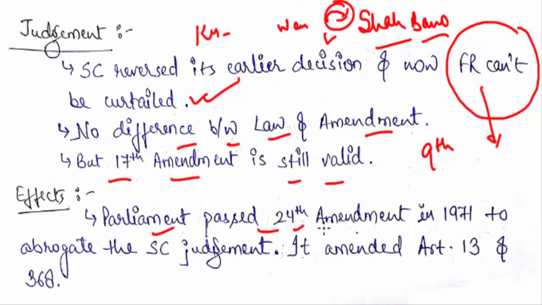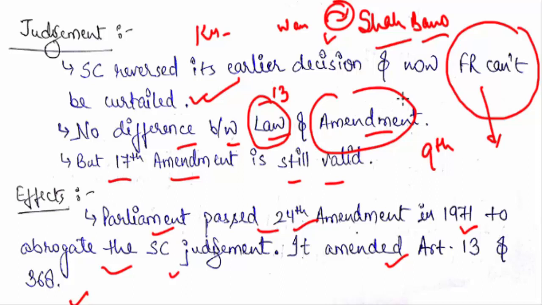So the effect was that Parliament passed the 24th Amendment in 1971 to abrogate the Supreme Court judgment. It amended Article 13 and 368. Right. So this is the effect of the Golaknath case: since the judiciary says that there is no difference between law and amendment, and the reference to law was given in Article 13, and the mention of amendment is in Article 368, the legislature says, okay, we are going to amend these two articles themselves, right? So in the 24th Amendment, our legislature amended Article 13 and Article 368, right?